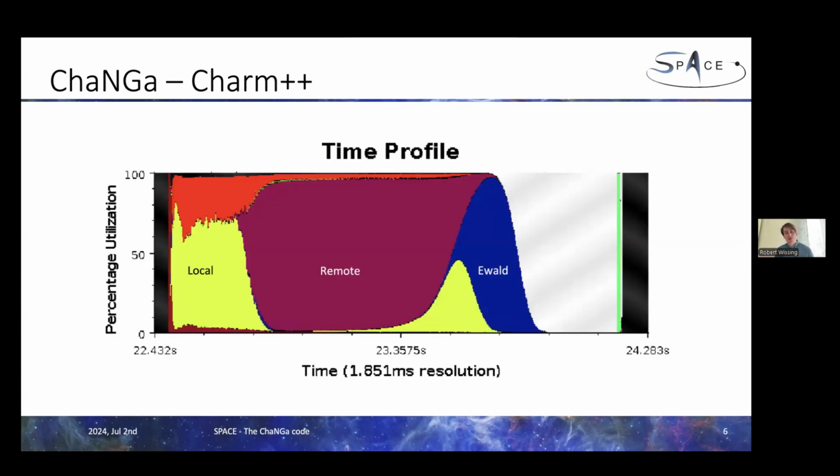Here on the y-axis, you have what different processors are currently working on. The red one is communication, yellow is local work, and the purple here is remote work. We don't have to care about the blue part right now. But you can see in the beginning, there's a lot of local work being done and a lot of communication being done by processors. And then eventually when the requested information comes back, the remote computation can start. So that allows for very effective overlap.